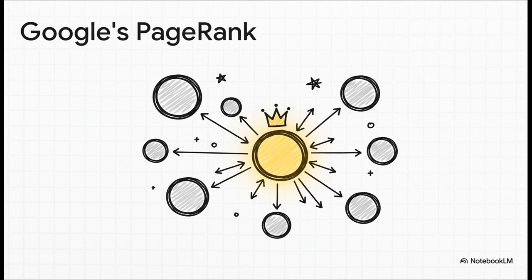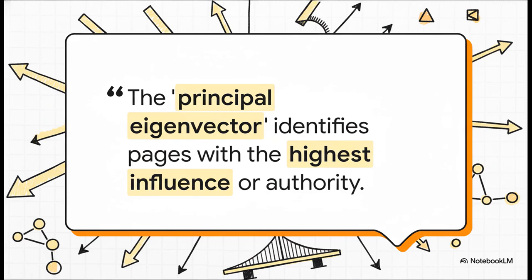A link from a major, reputable site is worth way more than a link from some random page. And this is where it all connects. If you treat that whole web of links as a massive mathematical transformation, you can find its eigenvector. The most important one, the one with the biggest eigenvalue, is called the principal eigenvector. And guess what it represents? It points directly to the pages with the most influence, the most authority. That eigenvector is the page ranking. It's the stable underlying structure of importance on the web.